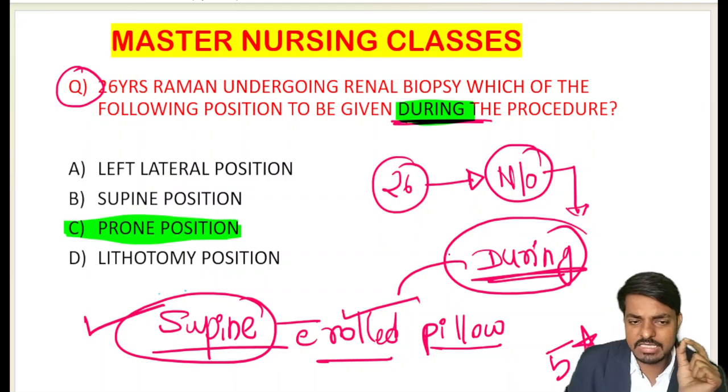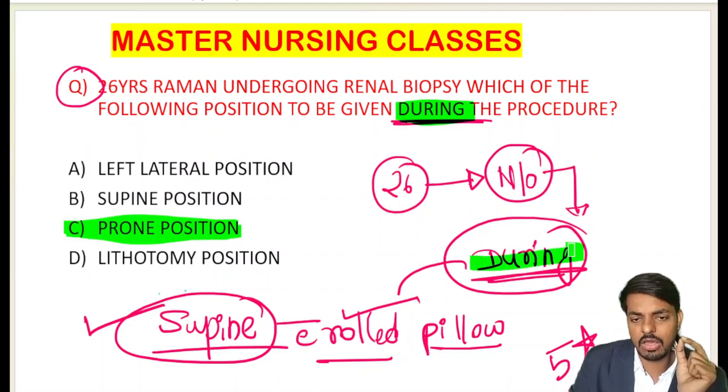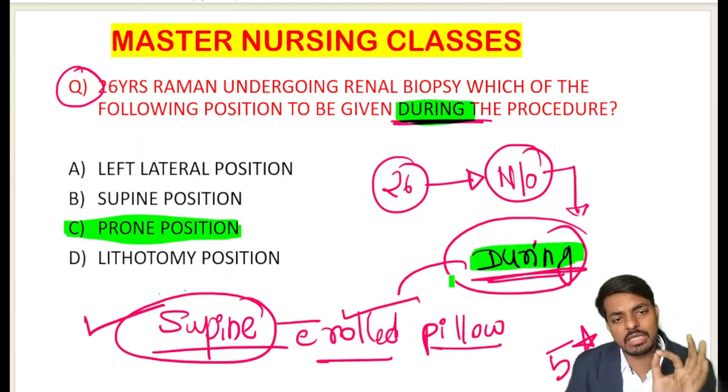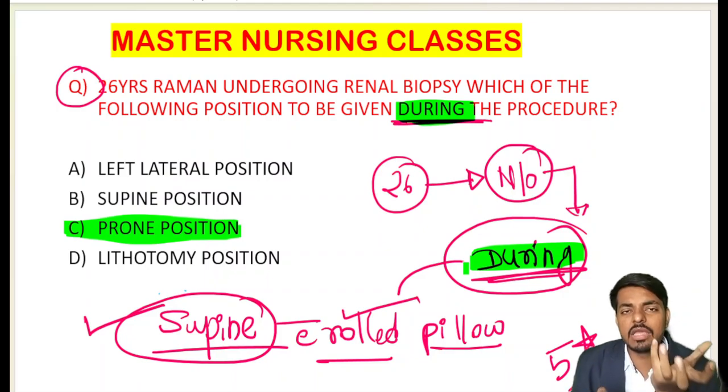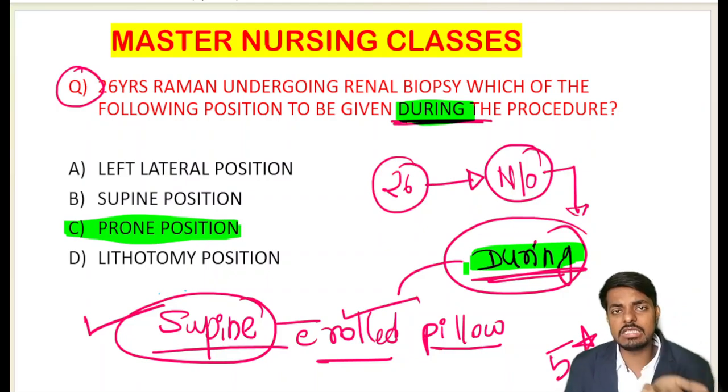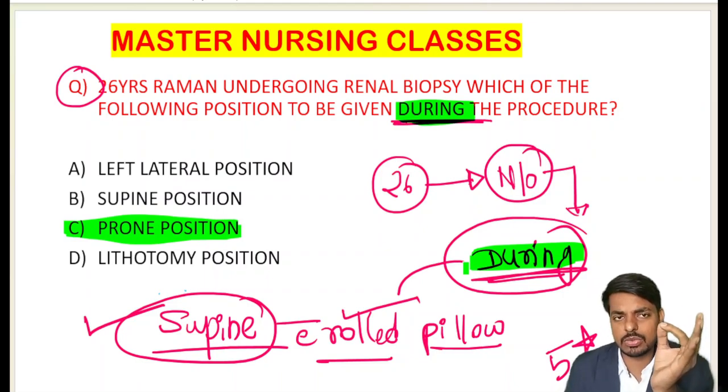If the examiner is asking about during the procedure, your answer should be prone. Why? Because the surgeon or the nephrologist taking the renal biopsy will get easy access. As all of you know, the kidney is present retroperitoneally, that is behind the peritoneal membrane. So if you give the prone position, we can easily access the retroperitoneal organs. Because of that, the prone position is ideal for the renal biopsy. Hope the concept is very clear.